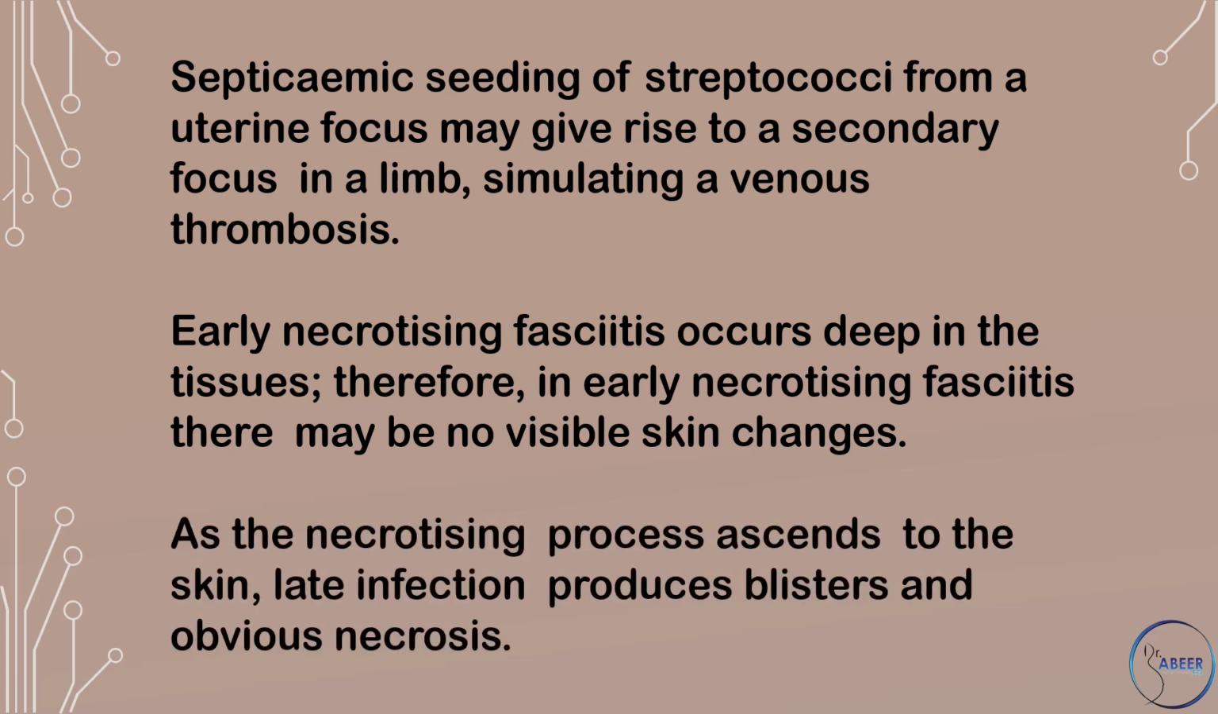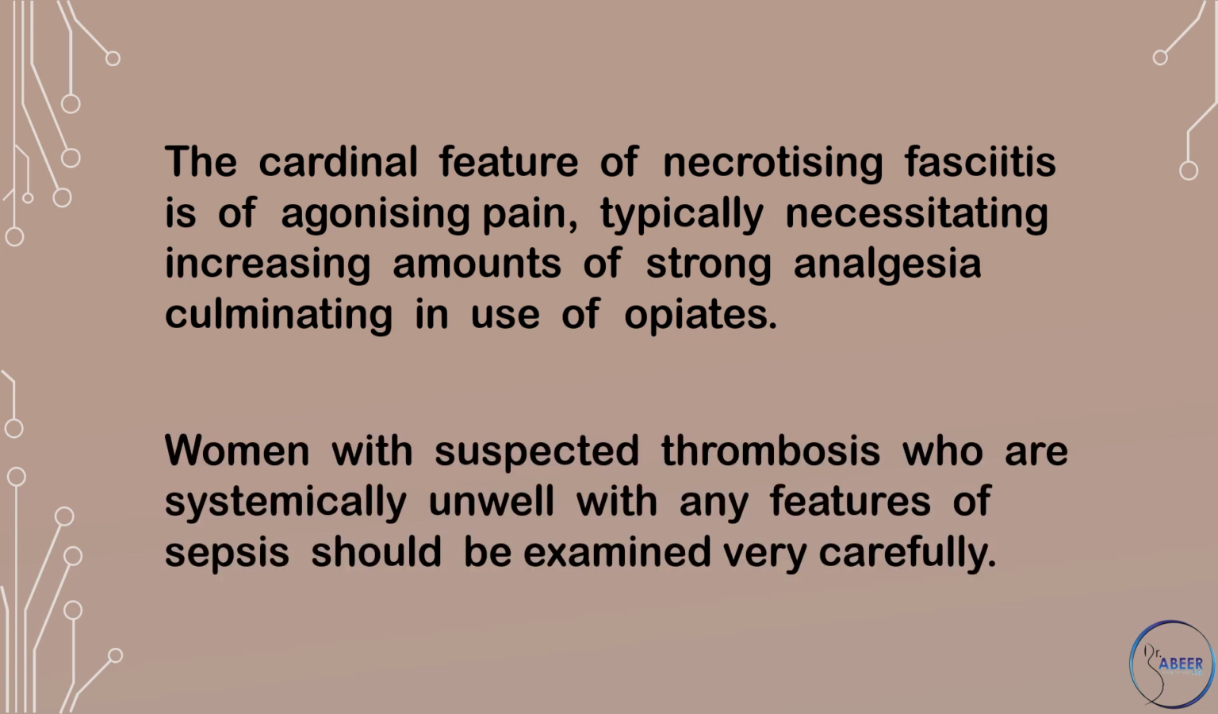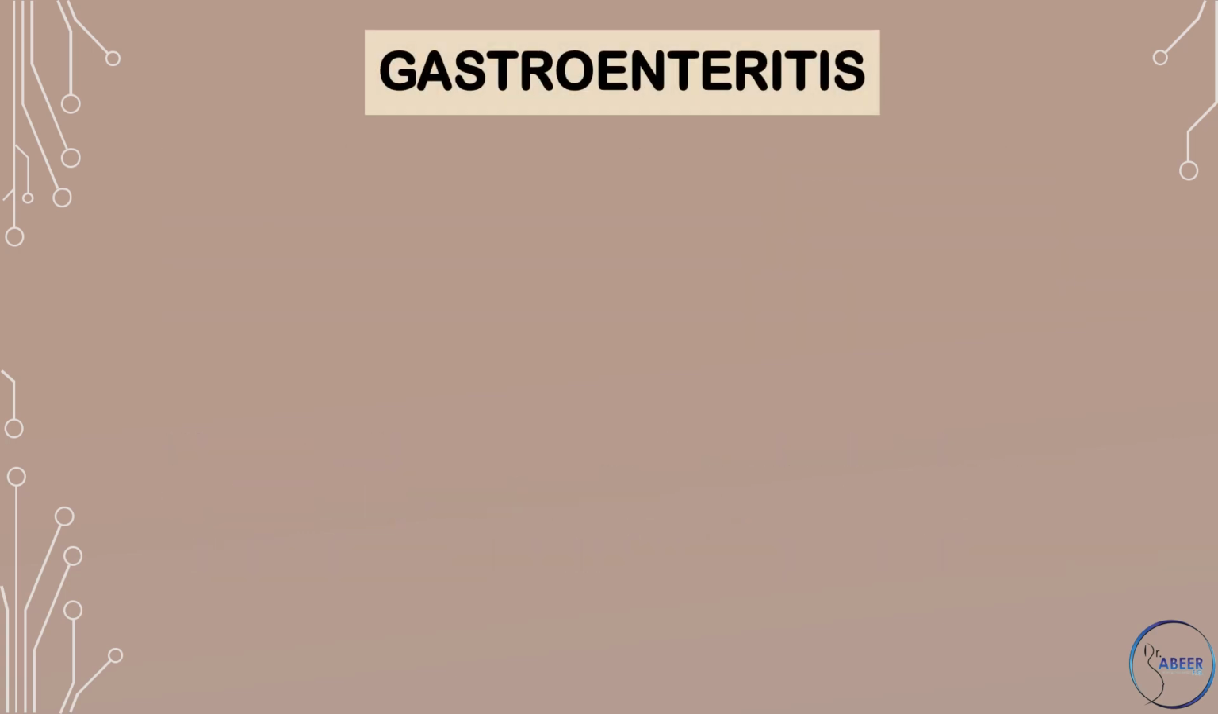As the necrotizing process ascends to the skin, late infection produces blisters and obvious necrosis. The cardinal feature of necrotizing fasciitis is agonizing pain, typically necessitating increasing amounts of strong analgesia, culminating in use of opiates. Women with suspected thrombosis who are systemically unwell with any features of sepsis should be examined very carefully. Gastroenteritis.